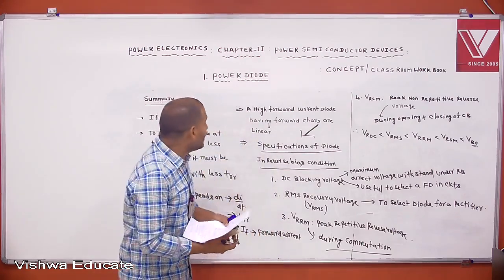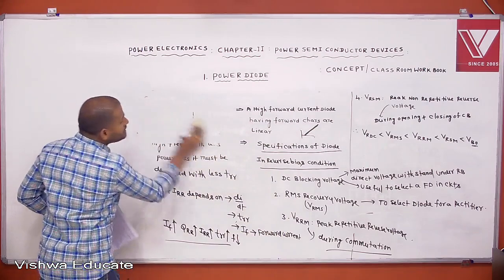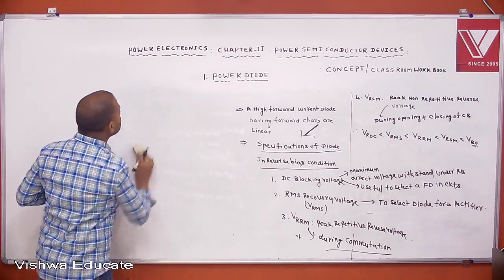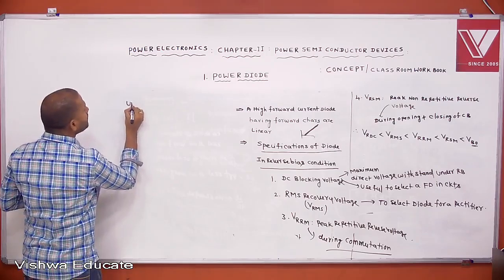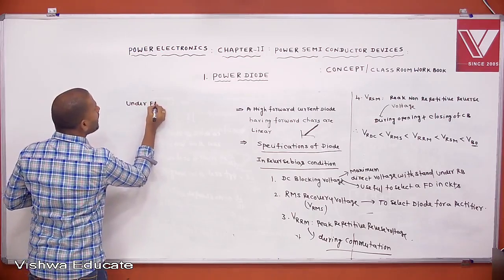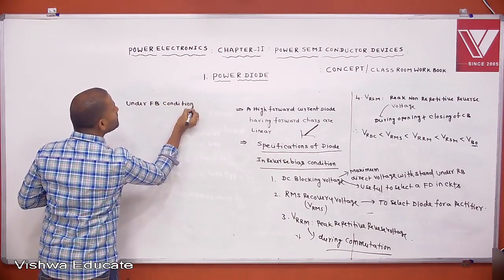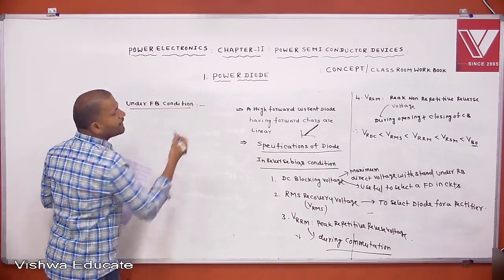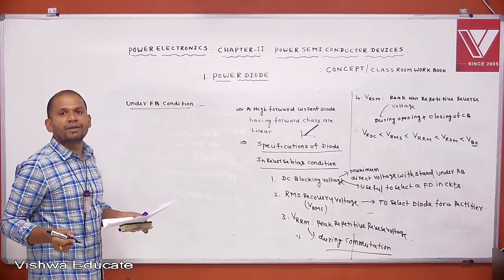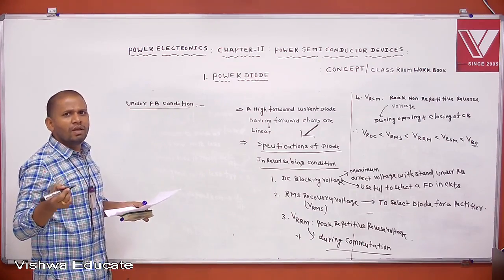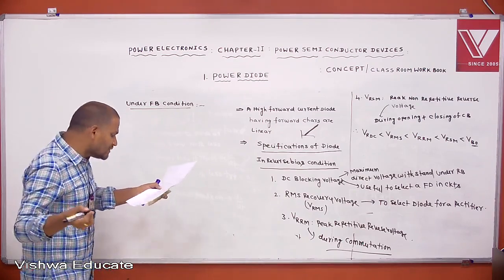Understood? Similarly, what are the specifications of the diode under forward bias condition? Under forward bias condition, which specification can we give? Yes, current value. Current, because in forward bias condition there is a flow of current only.